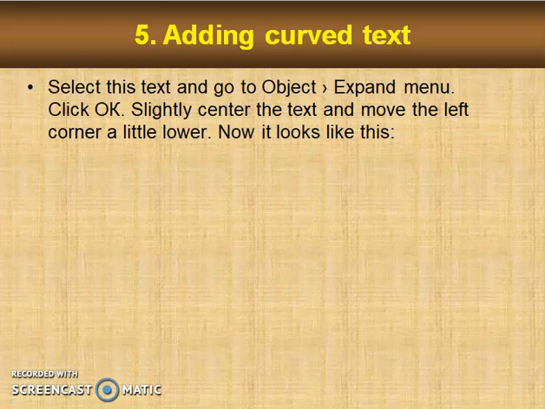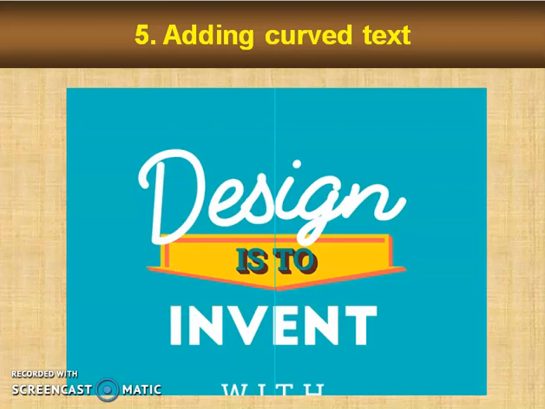Select this text and go to Object, Expand menu, click OK. Slightly center the text and move the left corner a little lower. Now it looked like this. You can see in next slide. It looked like this. It's really inspiring, creative, functional, as well as aesthetically pleasing to the eye.